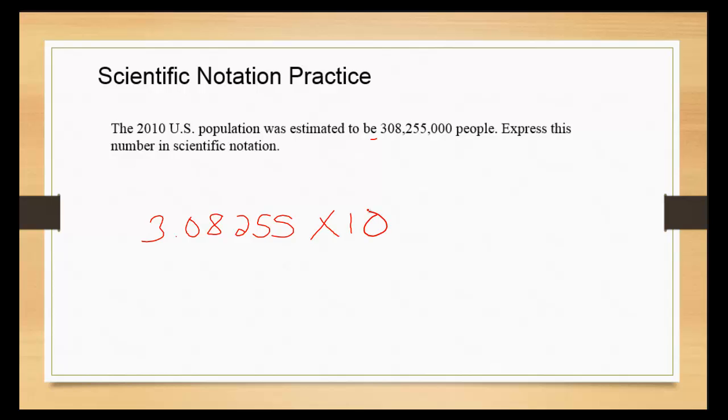Now I'm going to count how many times I had to move the decimal in order to have that decimal place. 1, 2, 3, 4, 5, 6, 7, 8. Because it was a very large number that I made smaller, it's going to be to the positive 8. I moved the decimal to the left here. And don't forget your unit. So 3.08255 times 10 to the 8th people.